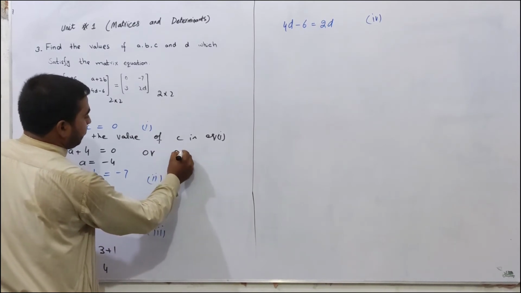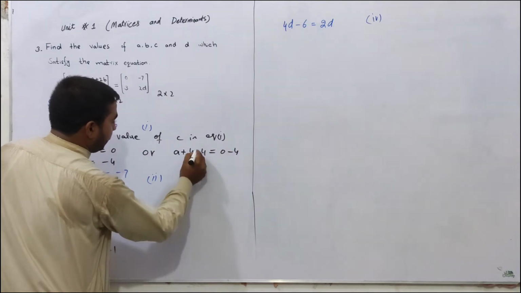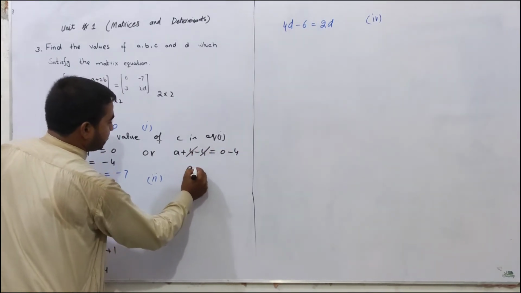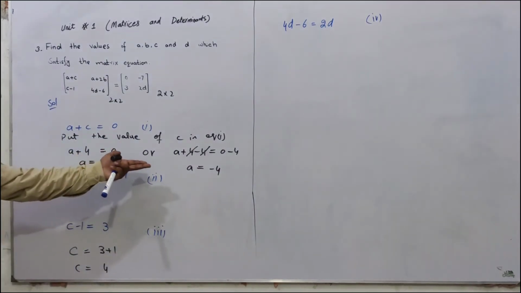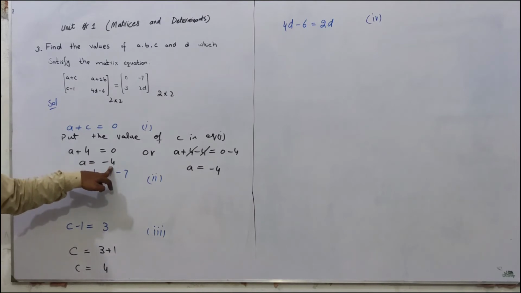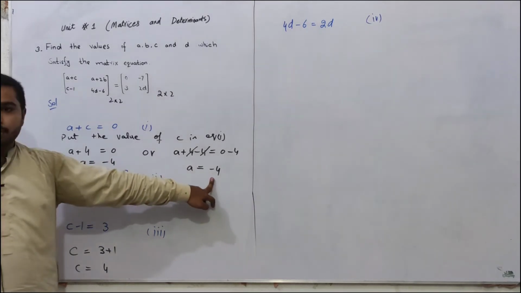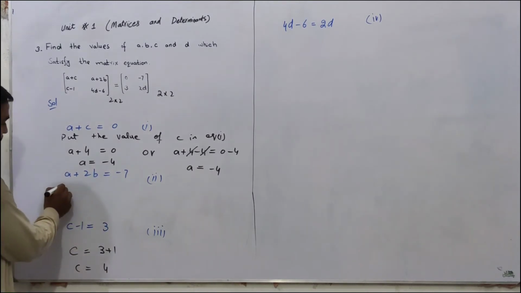The other way: A plus 4 minus 4 is equal to 0 minus 4. 4 plus 4 will be cancelled. The value of A is minus 4. It's up to you how you solve. Both ways have the same answer: A is equal to minus 4 and A is equal to minus 4. And now put the value of A in equation number 2.